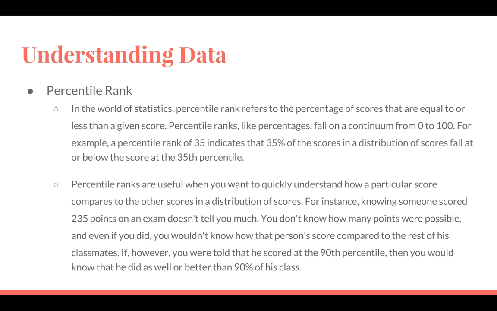Percentile ranks are useful when you want to quickly understand how a particular score compares to other scores in the distribution of scores. For instance, knowing someone scored 235 points on an exam doesn't tell you much. You don't know how many points were possible, and even if you did, you don't know how that person's score compared to the rest of his classmates. If, however, you were told that he scored in the 90th percentile, then you know that he did as well or better than 90% of his class.